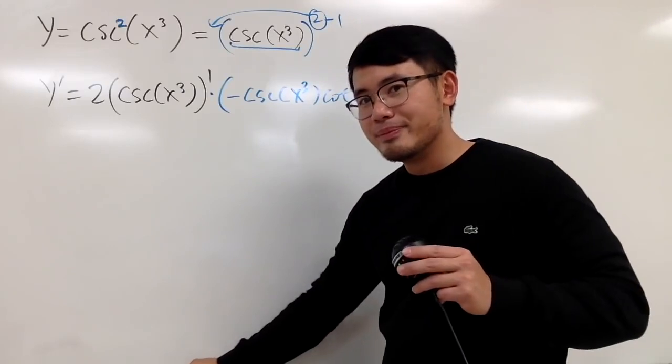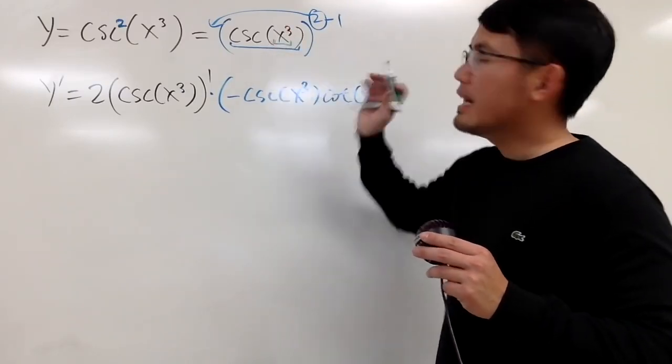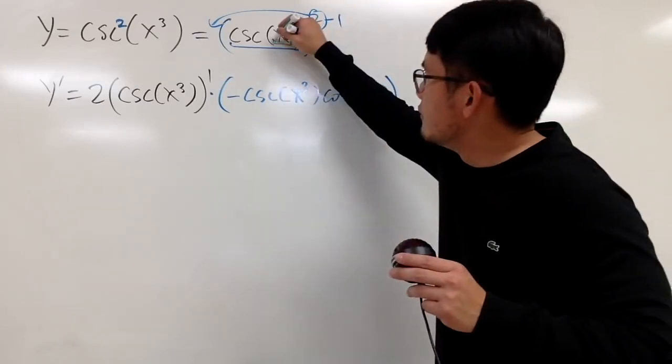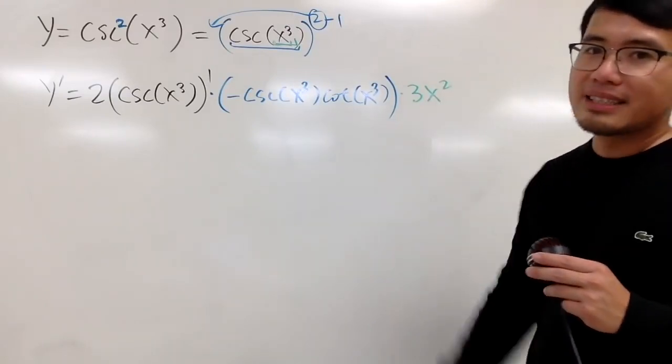And lastly, yes, we have to do the chain rule again. The derivative of x to the third power, which is very nice, it's just 3x squared, like that.